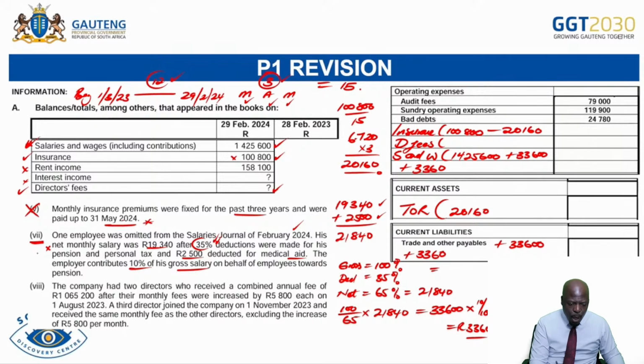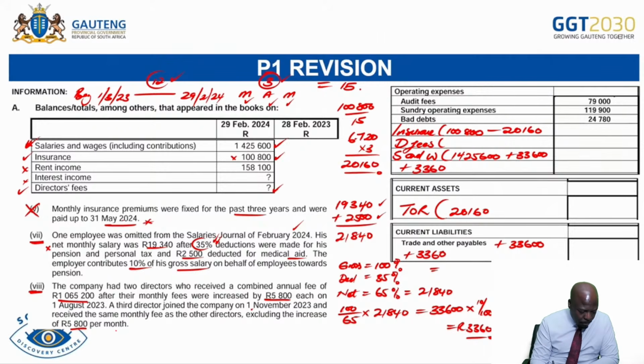We do the last one now, which has to do with directors, and it reads, the company had 2 directors, all right, and then who received a combined annual fee of 1,065,200. This is after their monthly fees were increased by 5,800 each on the 1st of August. A third director joined the company on the 1st of November 2023 and received the same monthly fee as the other directors, but it excludes the increase of 5.8 per month. How do we do this one?